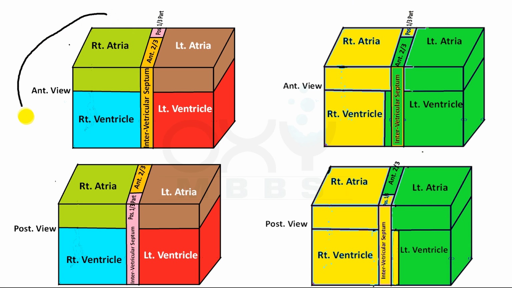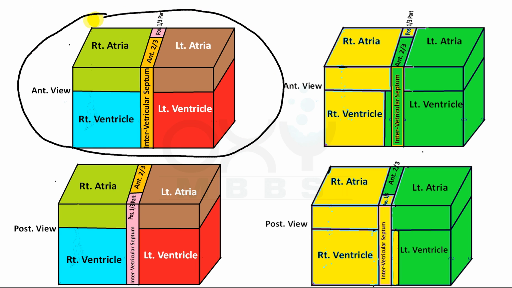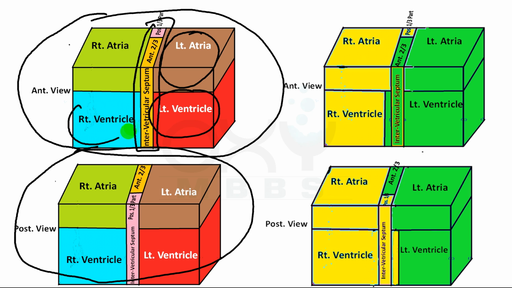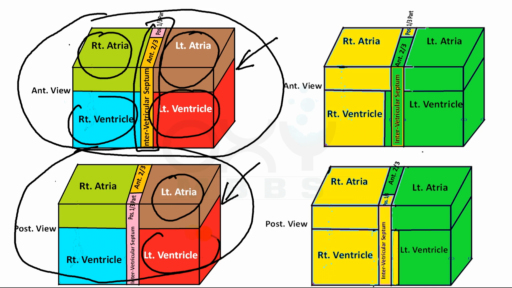So friends, this is the anterior view of our heart, and this one is the posterior view of our heart. This one is the interventricular septum. This is the left atria, the left ventricle, the right ventricle, and the right atria on the anterior side, and the same on the posterior side.